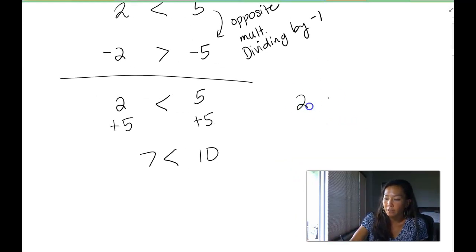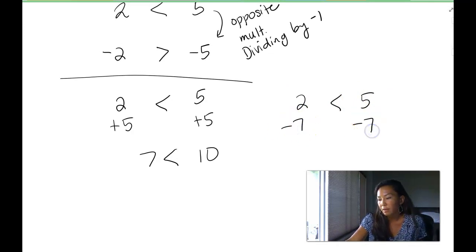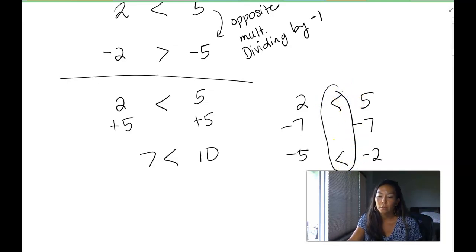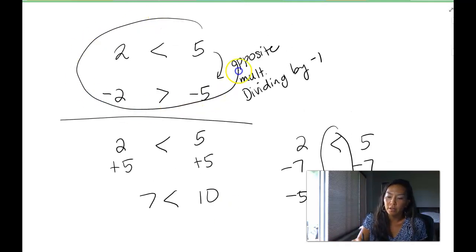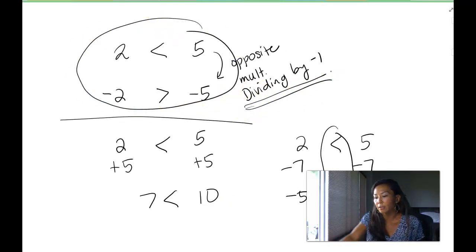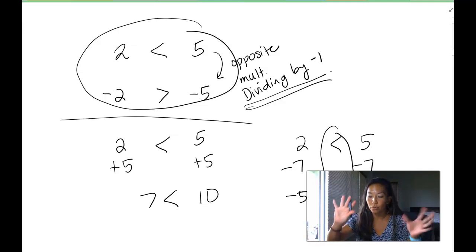But what if I did the same thing and I subtracted, let's just subtract more. Like instead of 5, we'll subtract 7. If I subtract 7 from it, what I get here is a negative 5, and on this side, I get negative 2. Which one is greater? In this case, which one is less negative? It's still that way. You see, the inequality symbol did not flip. So the only time it flips is when I multiply and divide by negative 1. That causes my values to switch between positive and negative, and it doesn't just shift it.